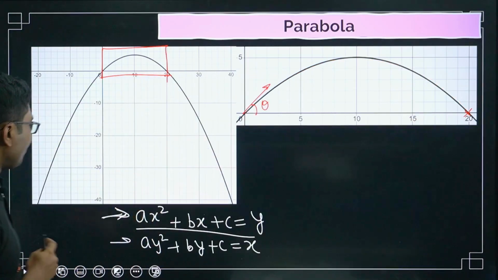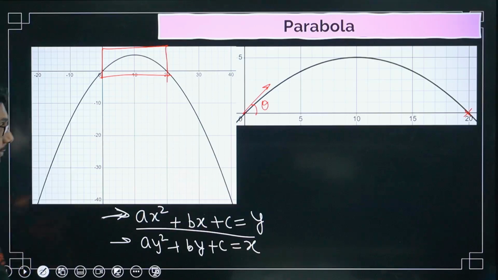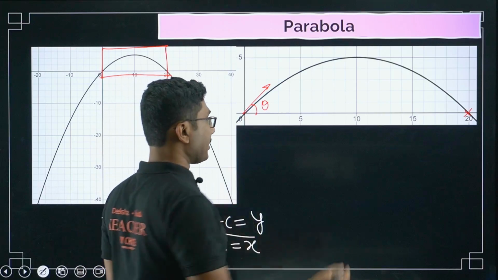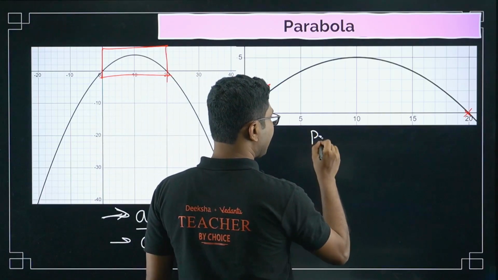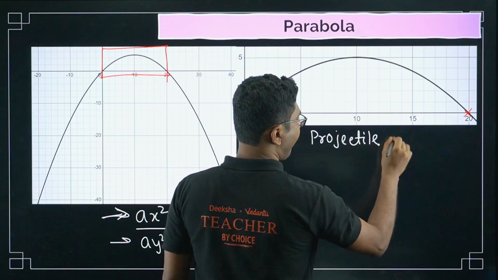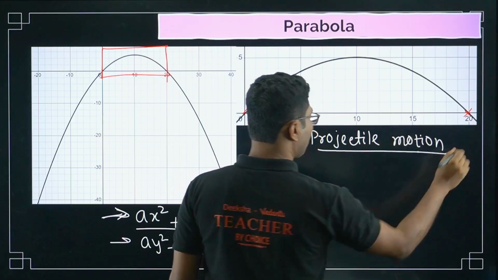So go back to your PU1 class, open your textbook and find whatever the equation of the parabola was. That is important for competitive exam preparation as well. So this is projectile motion. Projectile motion is the equation of a parabola.